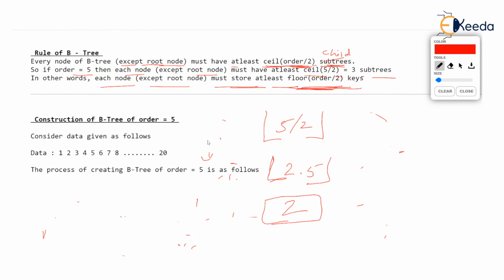Okay, we have seen enough in this topic, and when we join in the next video, we are going to see construction of a B tree of order 5, as you see in the next topic written below.